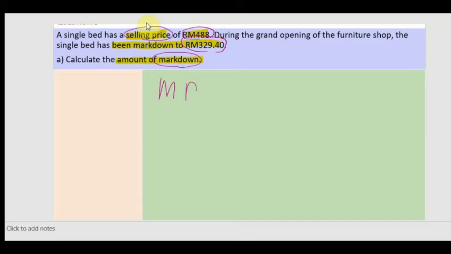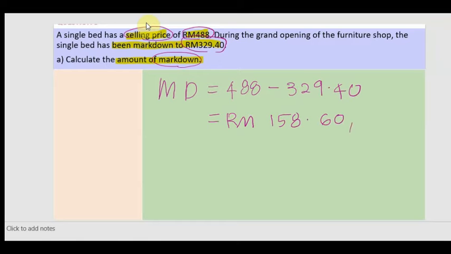So what is markdown? It is the old retail price 488 minus the new retail price 329.4. So total markdown is RM158.6. That is for question A.